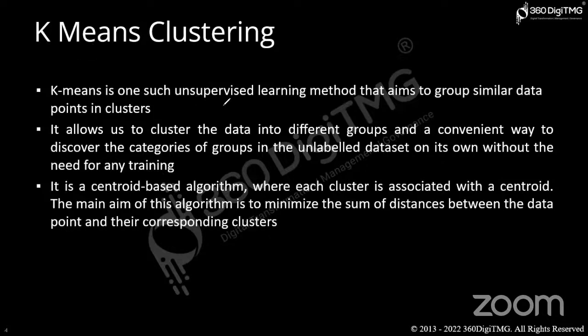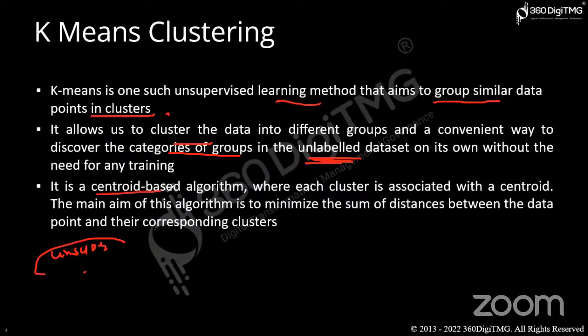K-means is one such unsupervised learning method that aims to group similar data points into clusters. It allows us to cluster the data into different groups and is a convenient way to discover the categories of groups in an unlabeled data set. Whenever you have unsupervised learning, we'll be having unlabeled data. We don't have any label, that is, we don't have any outputs. Without output, we only have the data frame. That is why we call it unsupervised.